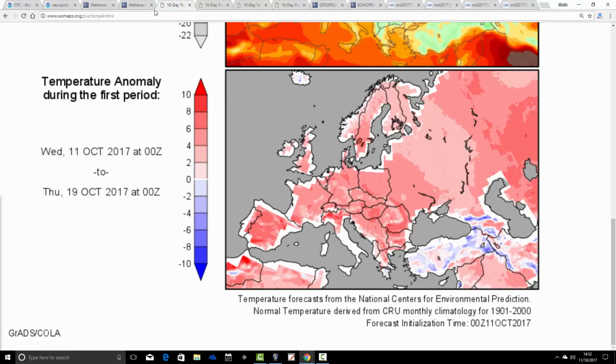Temperature anomalies though for the next week are coming out very warm. This is from the 11th to the 19th of October. And you see, we're not alone. Virtually the whole of Europe, really, from Ireland and Portugal out west over to Russia in the east and all places in between, are coming out with temperature anomalies somewhere between around 2 and 8 degrees above average. So a very warm week coming up through many parts of Europe.